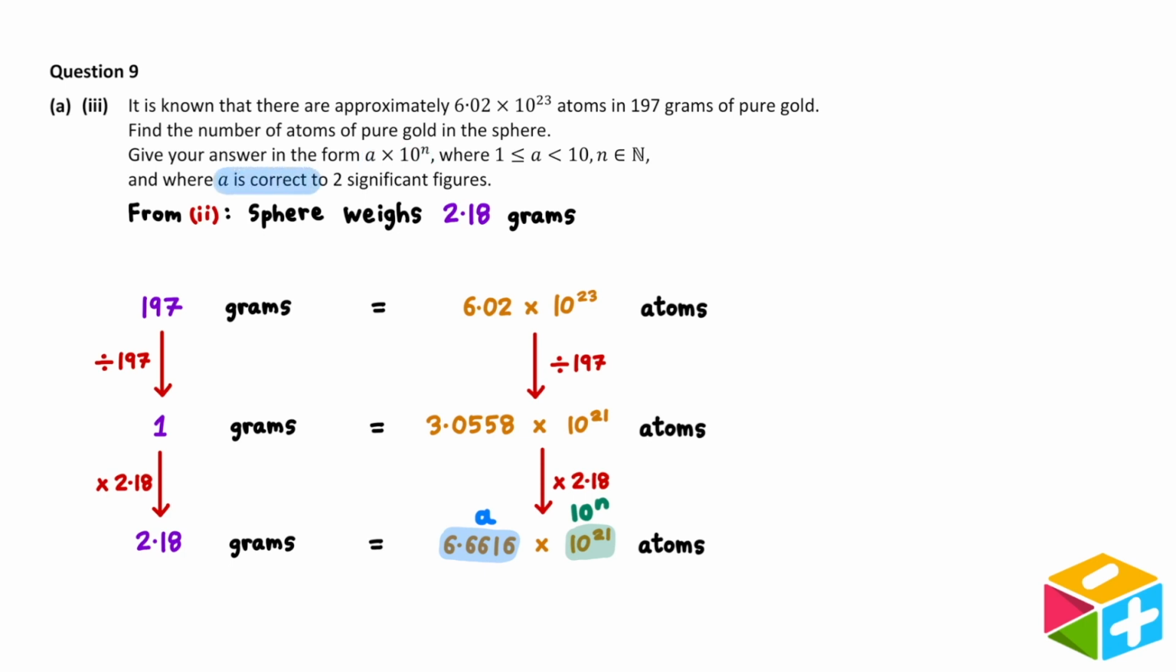However, we need to write a correct to 2 significant figures. In other words, we only want to keep 2 non-zero digits. The first non-zero digit is the 6 before the decimal place, and the second non-zero digit is the 6 after the decimal place. And this is all we'll want to keep. However, since the next digit, 6, is greater than or equal to 5, we'll need to round upwards. This brings us to our final answer of 6.7 times 10 to the 21 atoms.